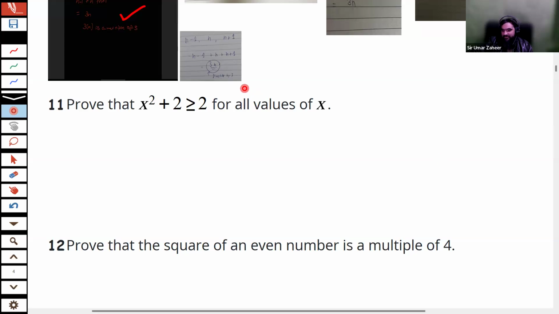Yes, those students who have done this part, you have to use very basic algebra here. No, Aisha, we don't do it this way. Basically, you have to prove that x is greater than 0.